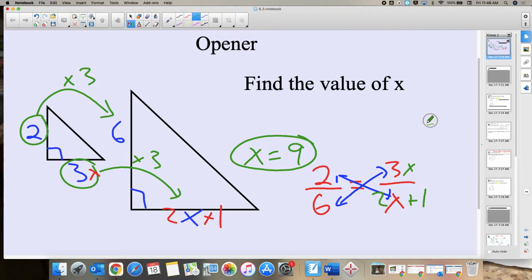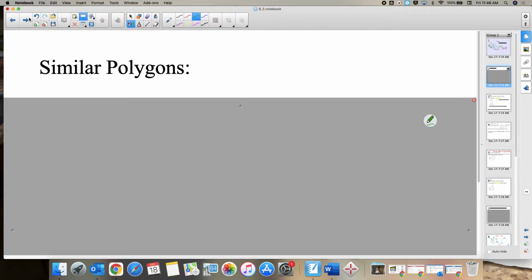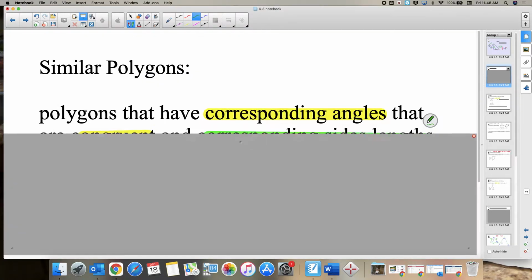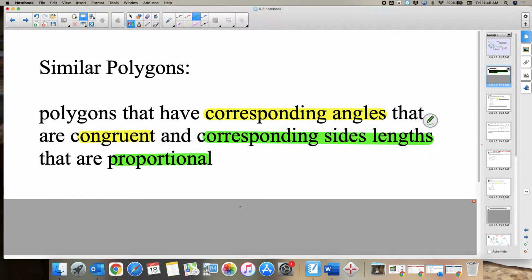What we're going to be looking at here in 6.3 are what are known as similar polygons. Similar polygons are polygons that have corresponding angles that are congruent. So just like congruent figures, these corresponding angles are going to be congruent. However, your sides are not. Instead, these corresponding sides are going to be what we call proportional, meaning their ratios will reduce to the same thing.